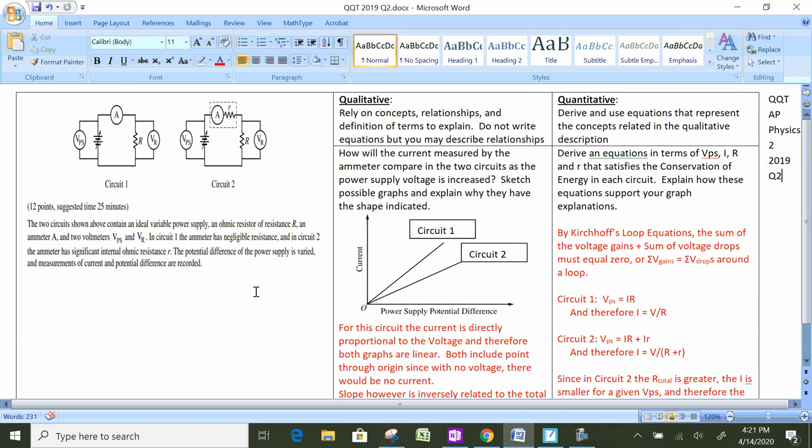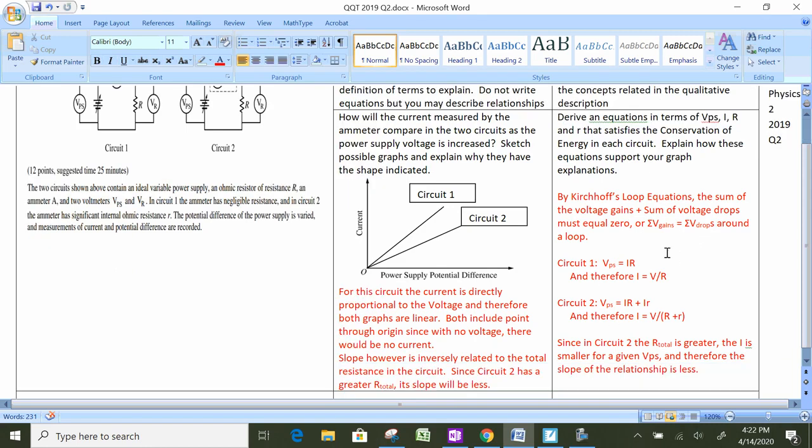So I just want to make the distinction that when you're doing a QQT problem, you want to pay attention. If they're asking you for qualitative information, only give qualitative. Don't use math. You can refer to the math by talking about relationships, but don't use math. When they ask you to calculate something, many times you'll have to derive the equation, or certainly use the equation. I didn't give you numbers here, so you had to derive it. You had to derive the equation out and show relationships, and then relate those relationships back to the graph.